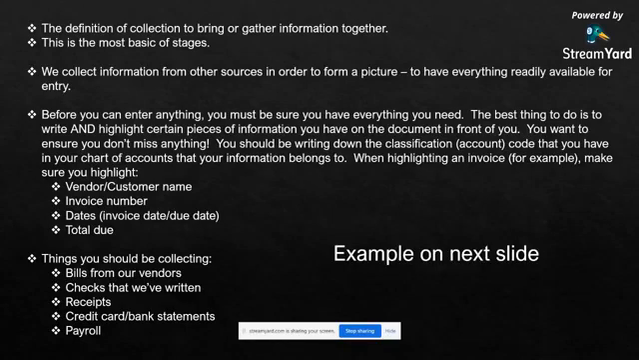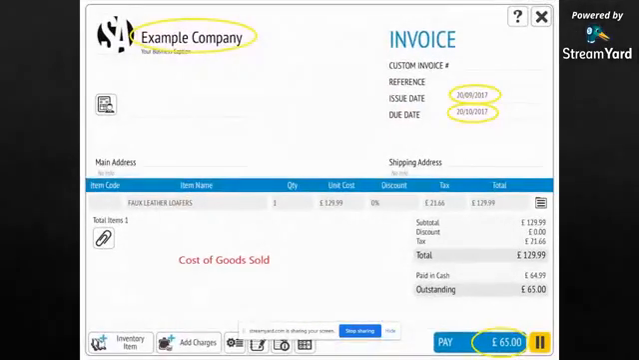And I've got an example for you on the next slide. This is an example invoice. You will see I have circled everything that you should be highlighting. So you're going to highlight the name of the company. Typically, they will have an address. This one does not. You would also highlight the address and make sure that nothing has changed.